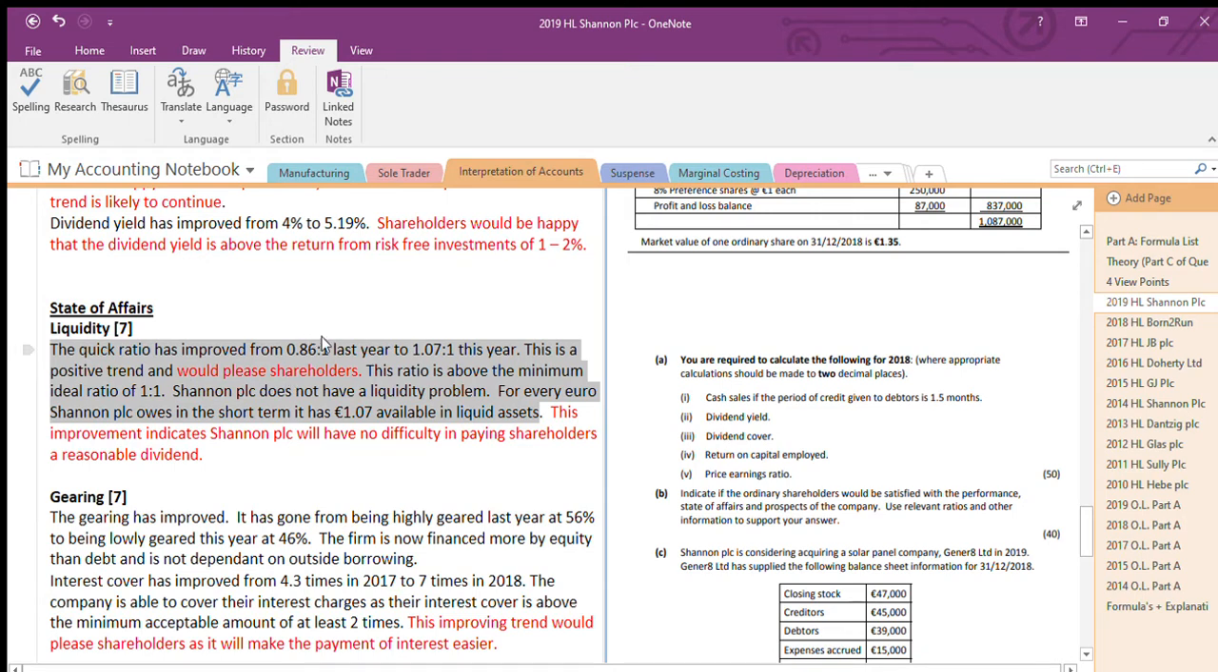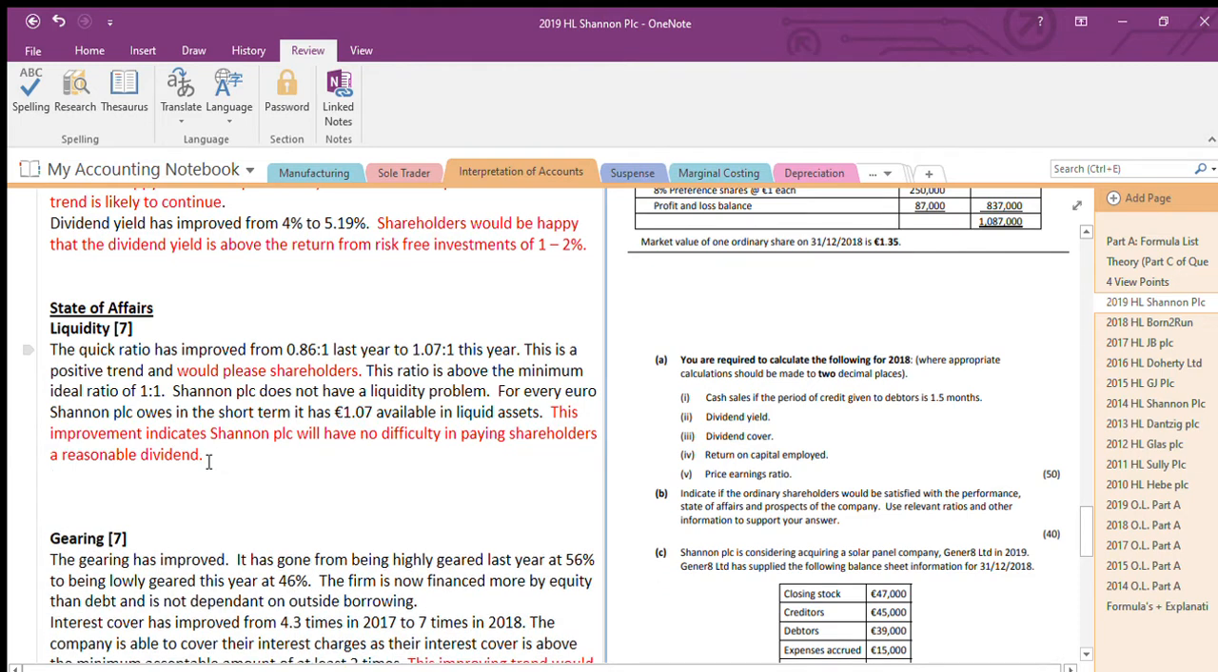All you do is obviously you use the figure they gave last year, you use the figure for this year, say whether it's above or below the ratio, and then obviously if it's above it, they don't have a liquidity problem, and for every euro they owe, they have a euro 7 cent. Or in another question, it might be for every euro they owe, they have 86 cent last year, which would be a bad thing, and they would have a liquidity problem. But in this case, it's above 1:1, so it's a good thing. So this improvement indicates Shannon PLC will have no difficulty in paying shareholders a reasonable dividend. Again, this part's in red because it's directed towards shareholders. Different question, it could be phrased differently. So that's the liquidity here.